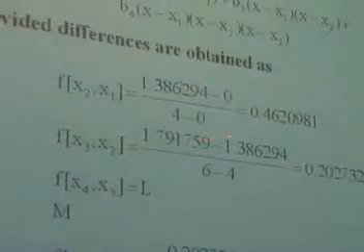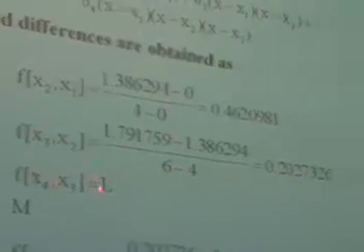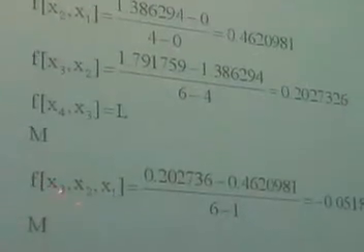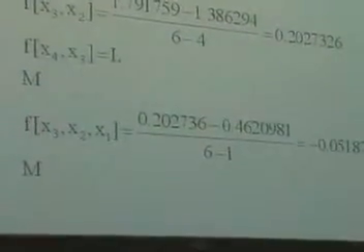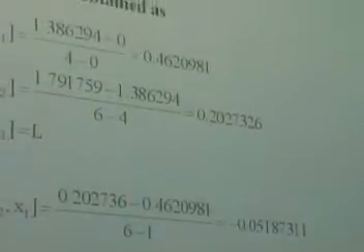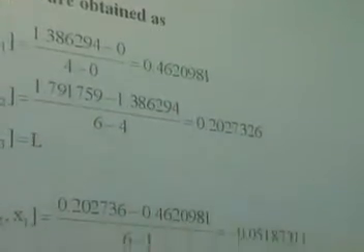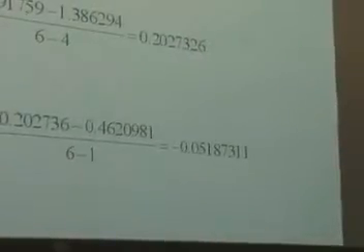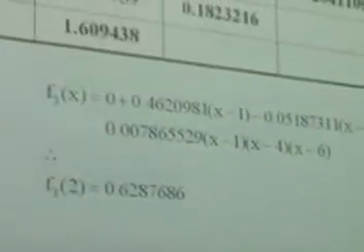Between 3 and 2, simple difference, and so on. Now I go to the next step. I would get that minus that, divided by the difference between 6 and 1, minus 0.0518, whatever. See, that's the process that's going on. Once you see it, it's a pretty interesting pattern and one that's repetitive.